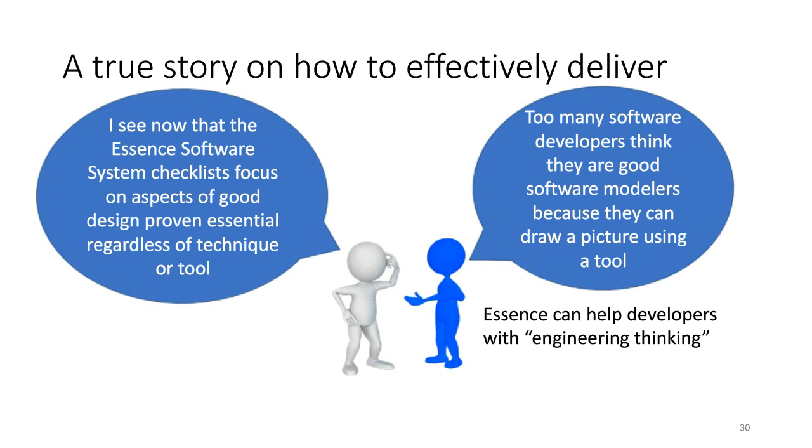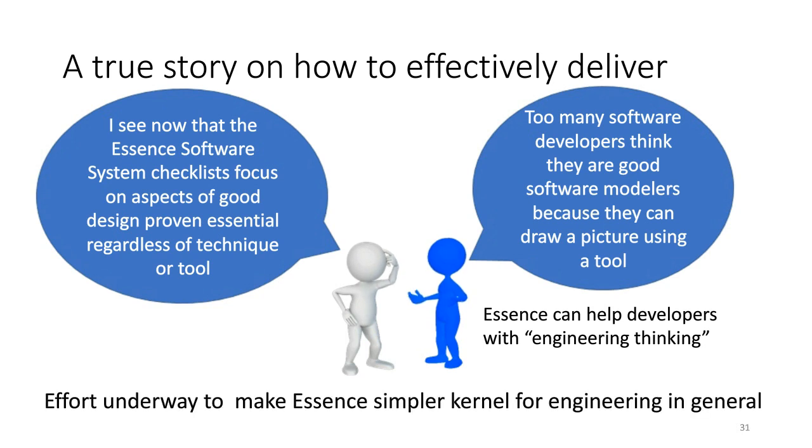And if you go back and look at those checklists related to Software System Alpha, you'll find many of them focus on proven aspects of good design that are true regardless of chosen tool or technique. Again, these are examples of things practitioners can take with them for a lifetime. I'd also like to point out here that there's an effort underway to simplify Essence even further for engineering in general.